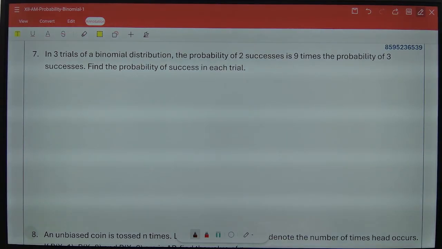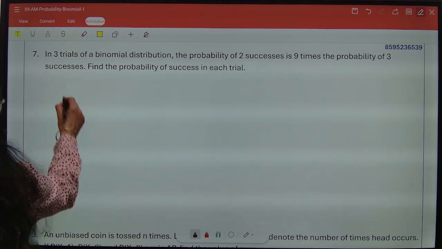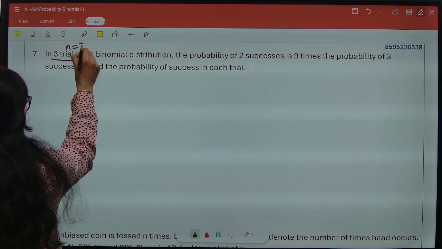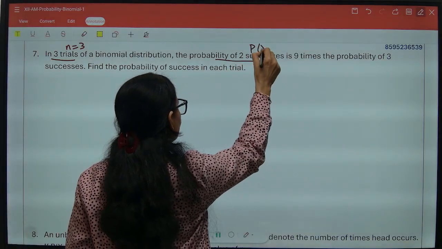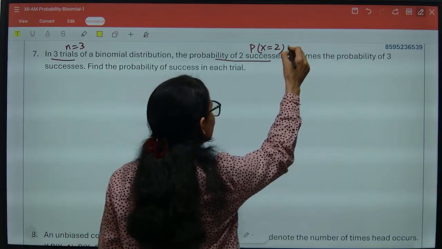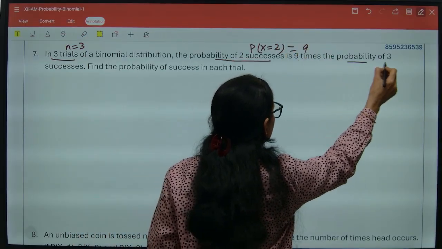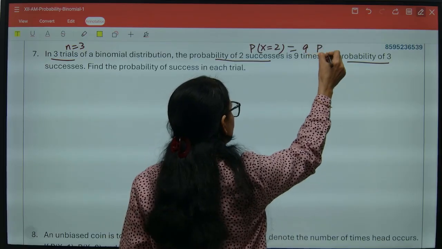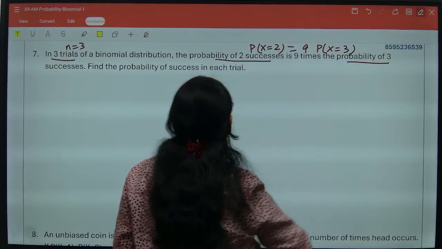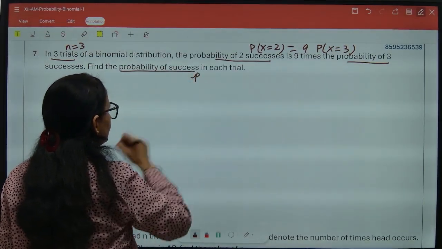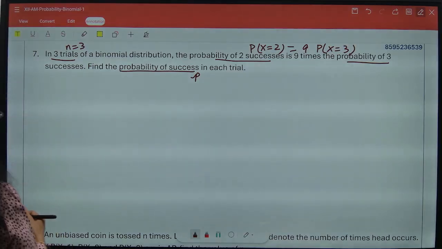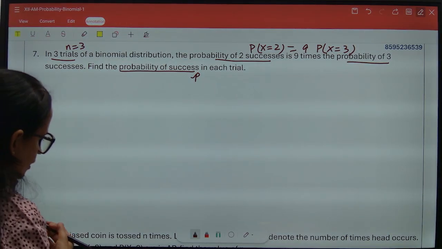In 3 trials of a binomial distribution, the probability of 2 successes is 9 times the probability of 3 successes. How many trials? 3 trials. So that means n is 3. The probability of 2 successes, P for x equal to 2, is 9 times the probability of 3 successes, x equal to 3. So this is what is given to you. Find the probability of success. We need to find the value of p. So first let's write what all is given here.